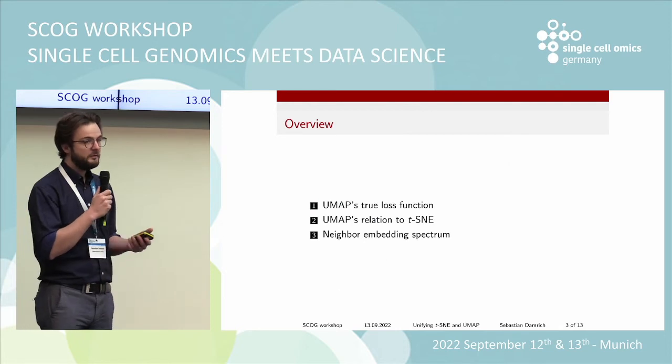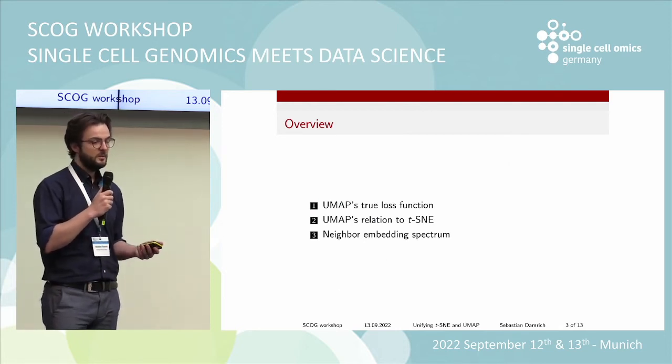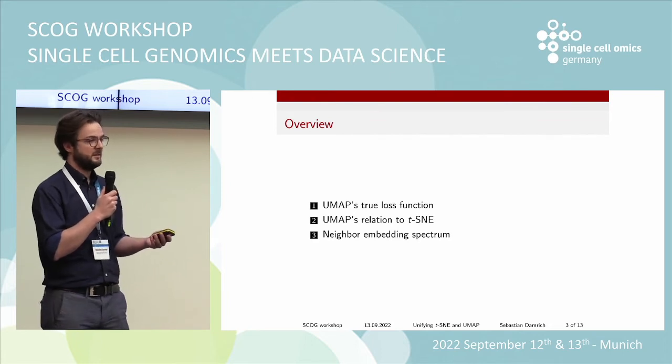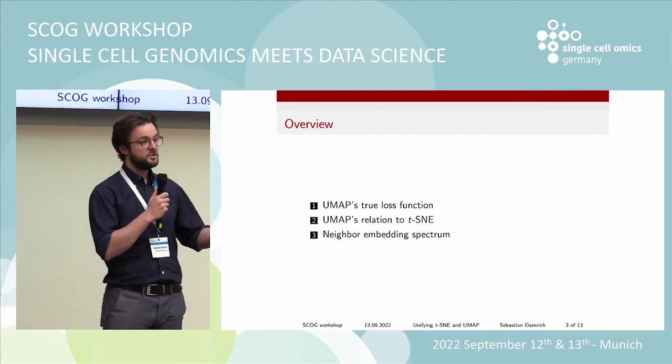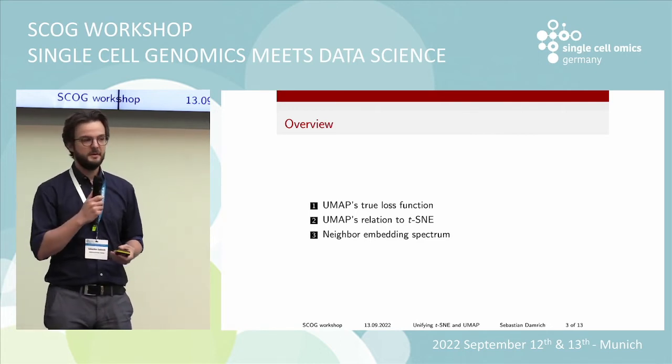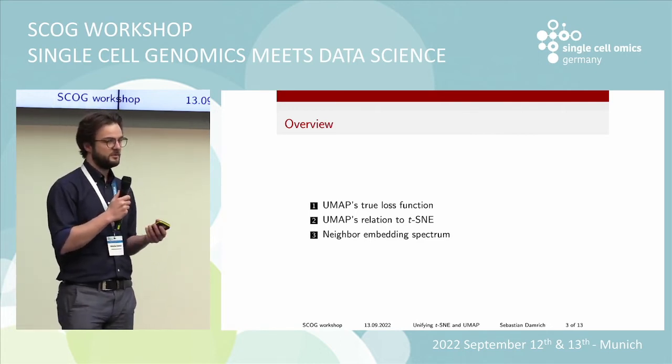All right, so the overview of my talk is that we will start with UMAP's true loss function. Then, equipped with this loss function, we will discuss the relationship of UMAP to t-SNE, and then come to the spectrum of embedding methods, the neighbor embedding spectrum.